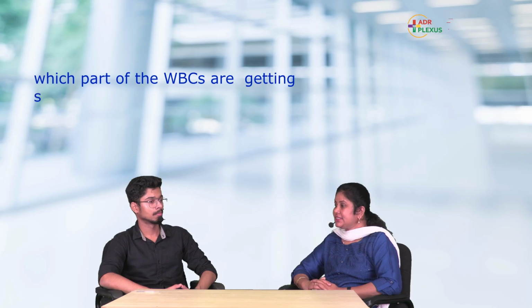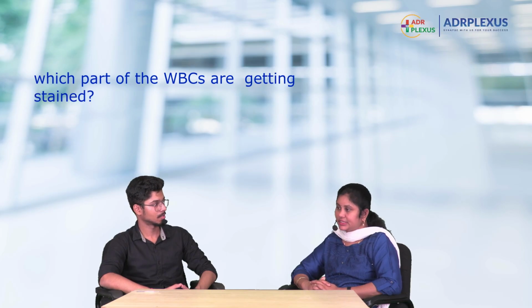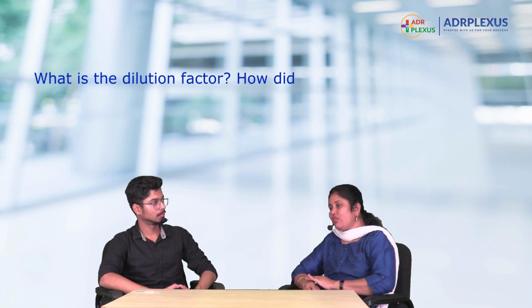What is the purpose of glacial acetic acid? So it lyses the RBCs, ma'am. Okay. Why should it be lysed? So RBCs are naturally colored cells, which might hinder the counting of the WBCs, ma'am. Okay. Then what is the purpose of Gentian violet? So it stains the WBCs, ma'am. Which part of the WBC is getting stained? Nucleus. Yes. Good.